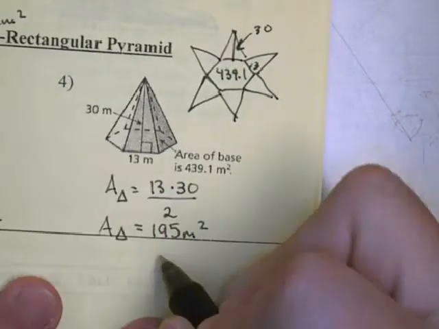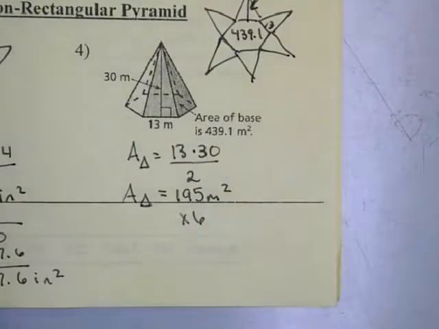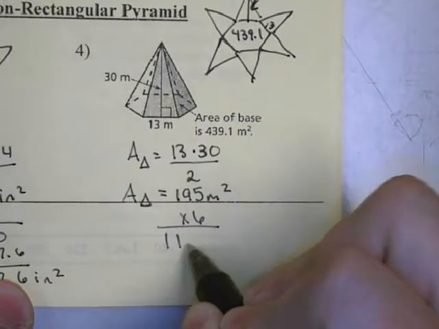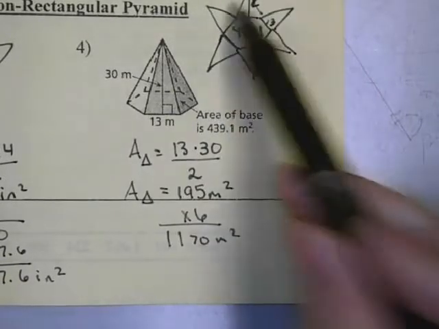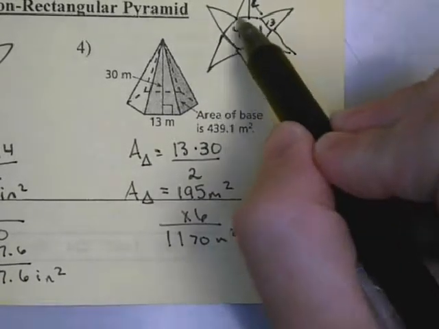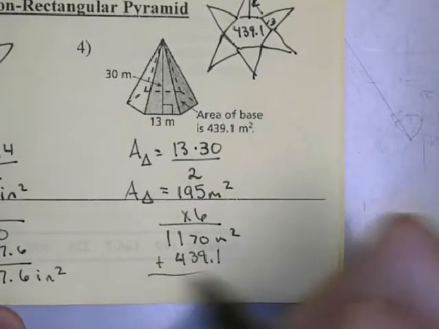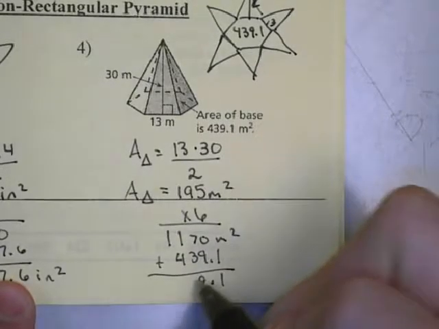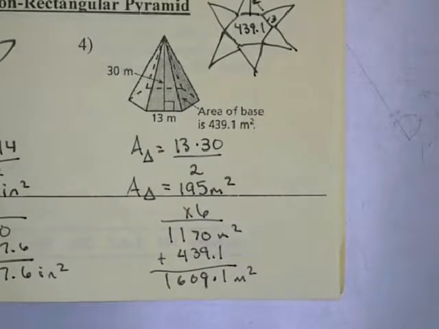And there's 6 of those. I'll multiply that by 6. And I get 1,170 meters squared. So that's all the sides, all 6 triangles. Now to find the total surface area, I'll have to add to that 439.1. And we get 1,609.1 meters squared.